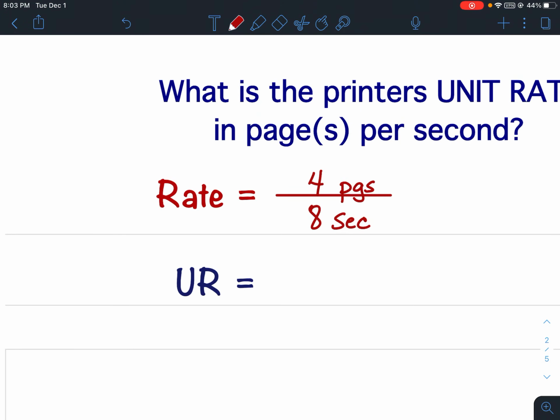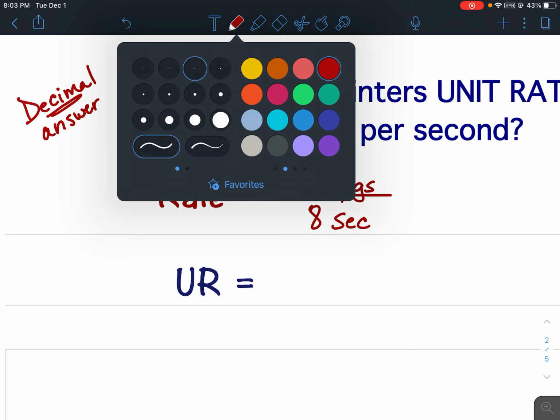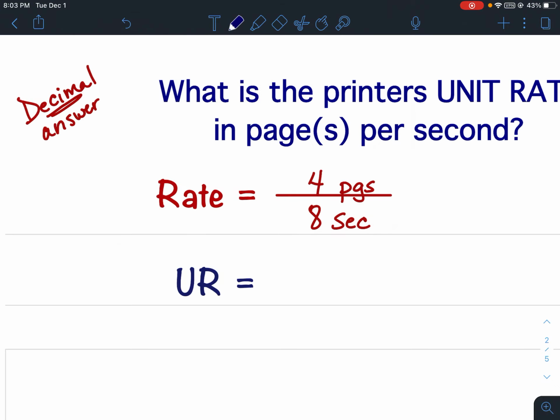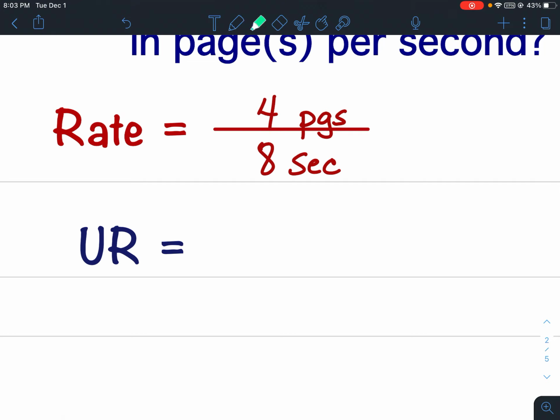Now, you're going to get a decimal answer. When you divide that out, it's 4 divided by 8, not 8 divided by 4. 8 divided by 4 is 2. That is not correct. You're going to get a decimal answer. I'm not going to tell you what that decimal answer is. You need to figure that out for yourself. So divide that out, and when you do, you will get your pages per second.